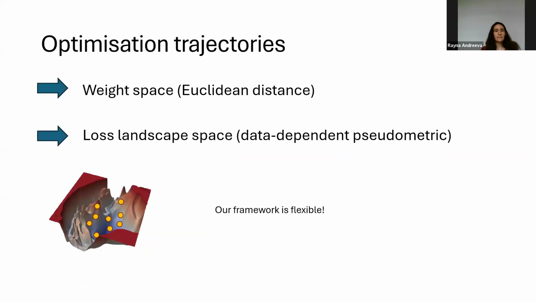Here, we are not only looking at the weight space, but we are also considering the loss landscape space. And here, in previous work, there has been a data-dependent pseudometric that we use. This is a visualization of a loss landscape, and we are considering distances in this setting. But our framework is flexible, and we can also use other distances and other notions of metrics as long as they satisfy a number of simple conditions.